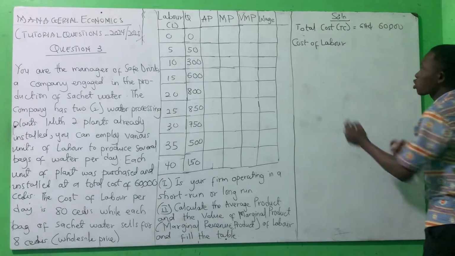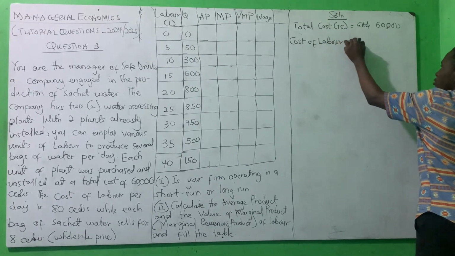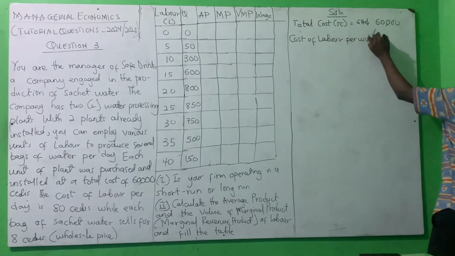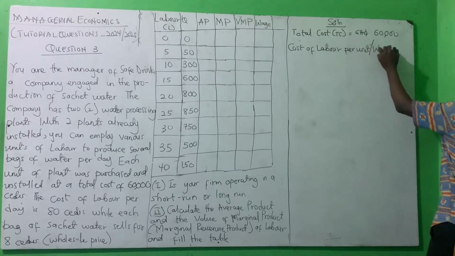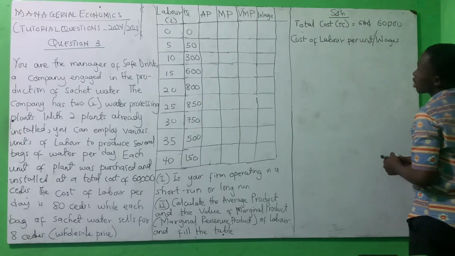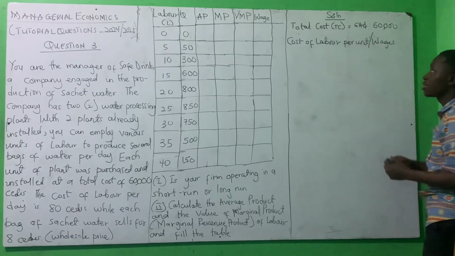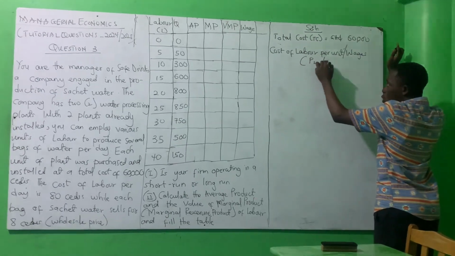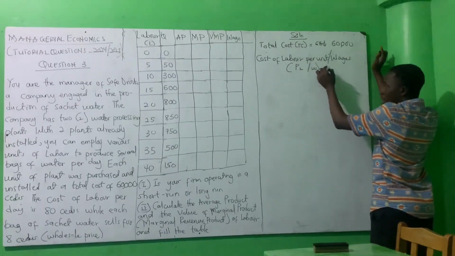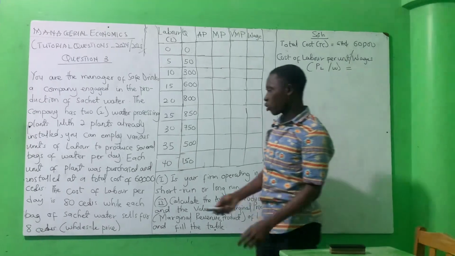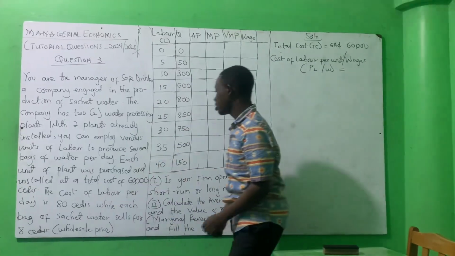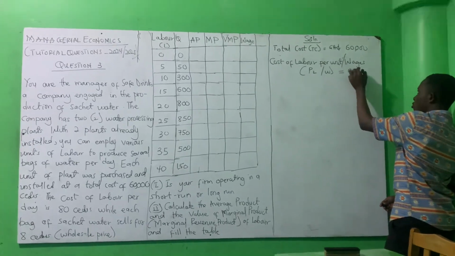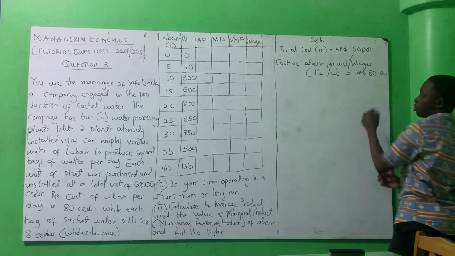When you are given cost of labor per unit, cost of labor per unit is the same as wages. Take note. Cost per unit of labor or cost of labor per unit is the same as wages. That is why we either use PL or W. Remember, it's the same thing. So we're given cost of labor per unit is 80 cedis.